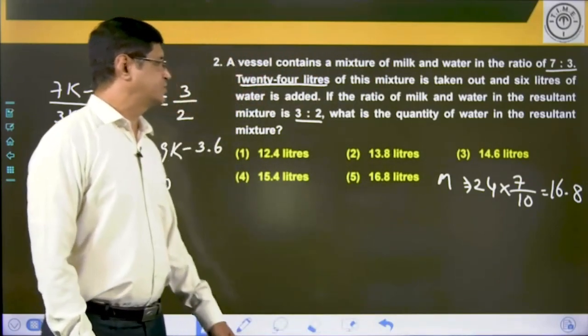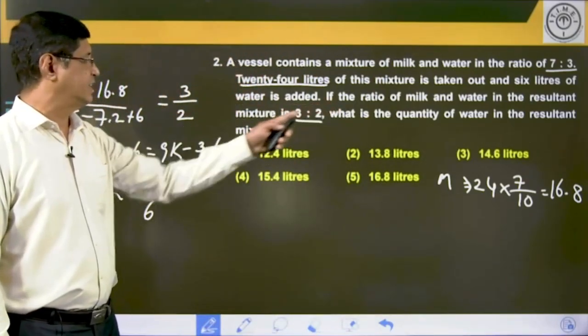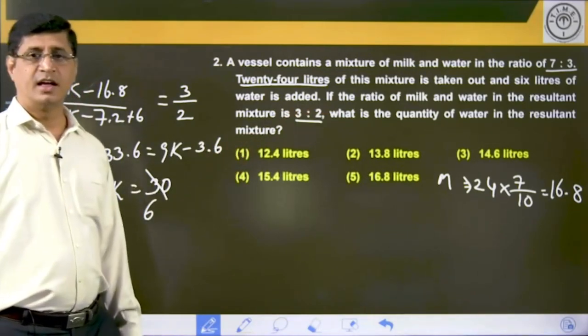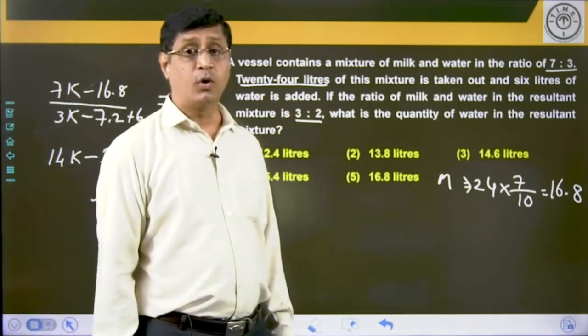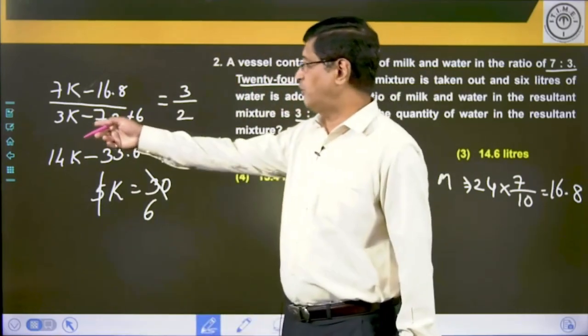When K is equal to 6, what is the quantity of water in the resultant mixture? Resultant mixture, what is the quantity of water? Now here 3K.